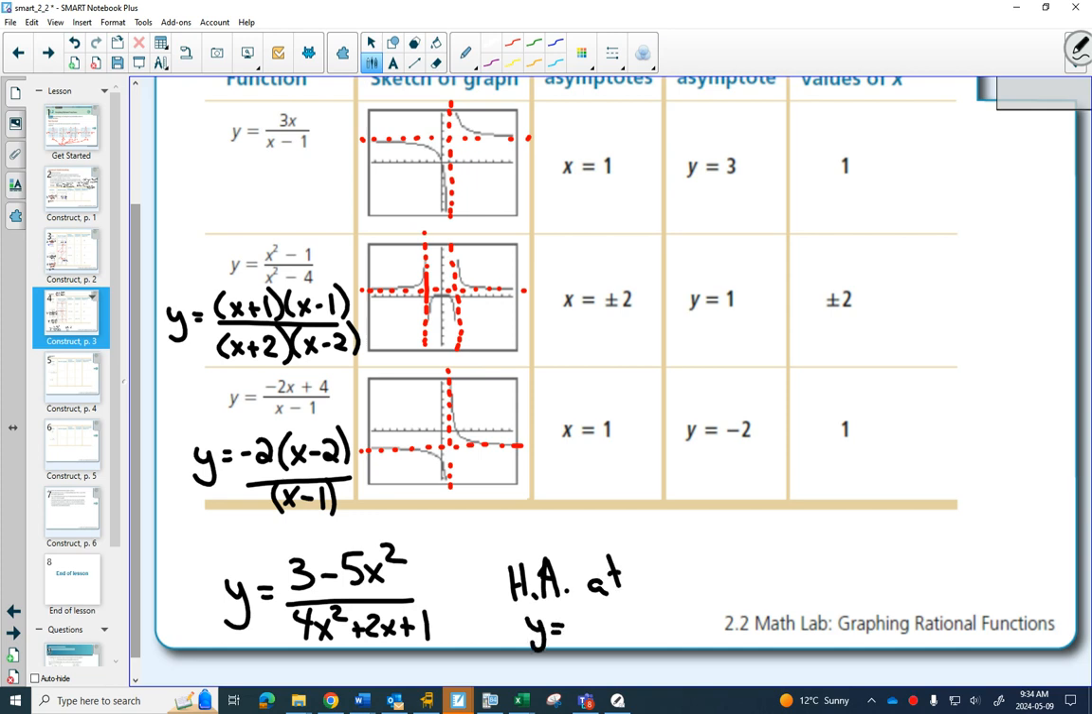here I have another one where I have a parabola on the top and a parabola on the bottom. So it's the same degree on the top and the bottom. This one would have a horizontal asymptote at -5/4. Can you see the trick for figuring out the horizontal asymptote?